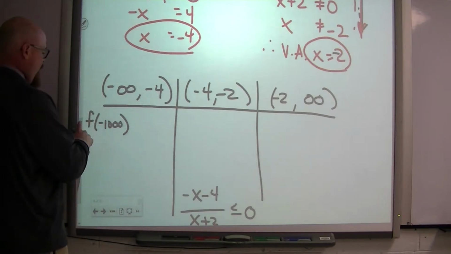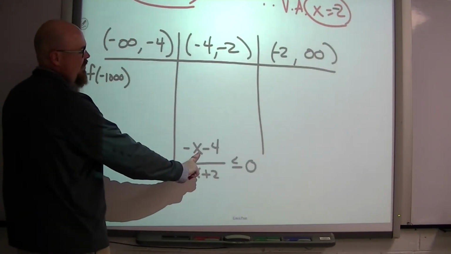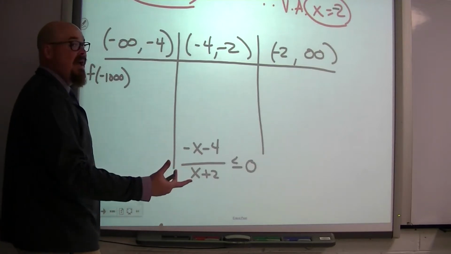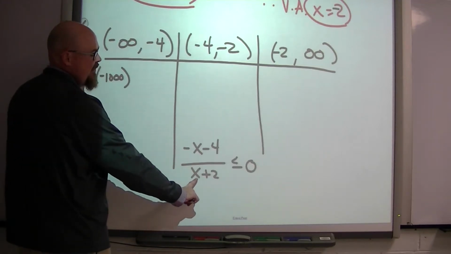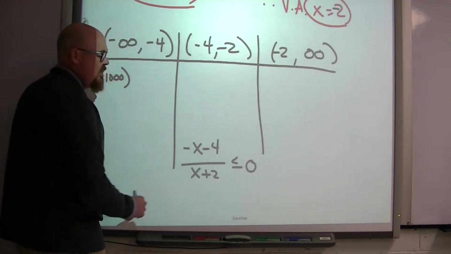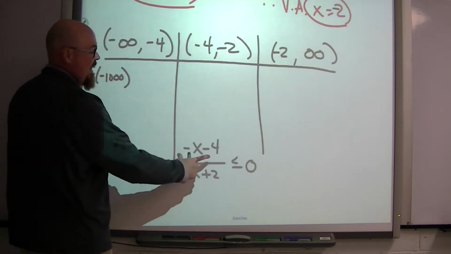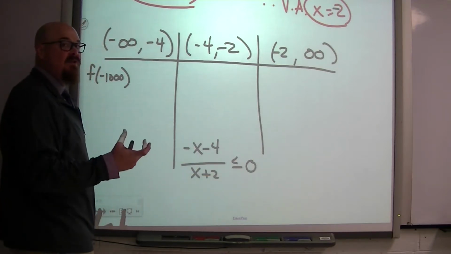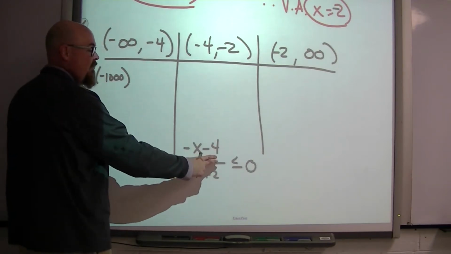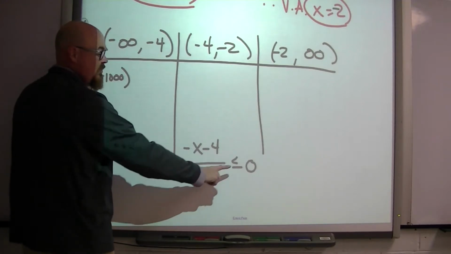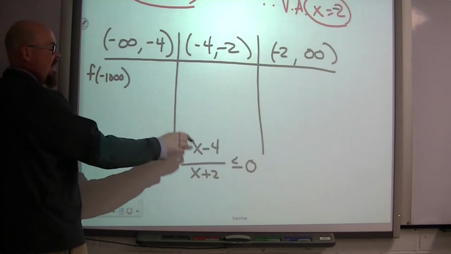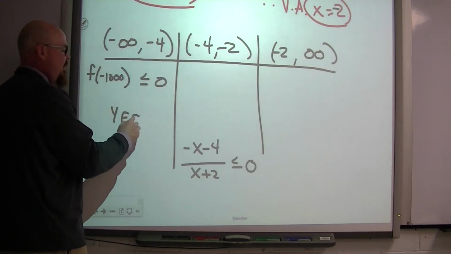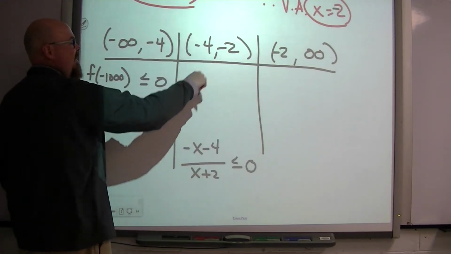We're testing these values. We plug in -1,000. If you put -1,000 here, that term, -1,000 is going to be positive. If I put -1,000 down here, that value is going to be negative. So I have a positive number over a negative number. The value of that overall, a positive over a negative, is negative, which is less than 0. So if I plug -1,000 in here, I do get a number that's less than 0.